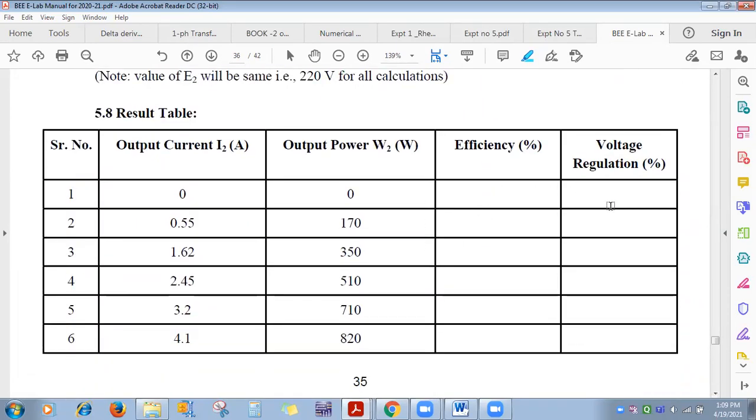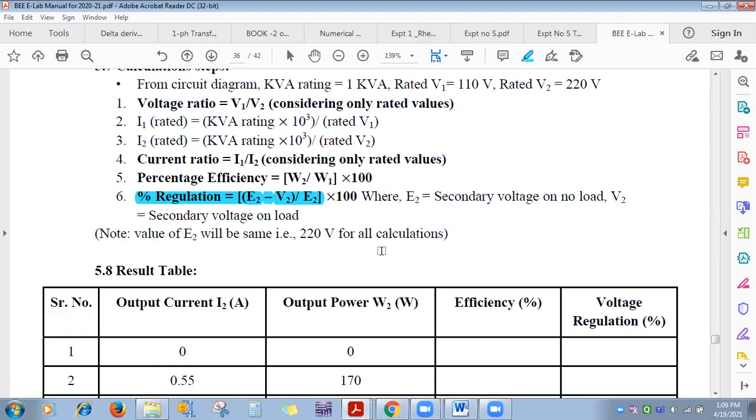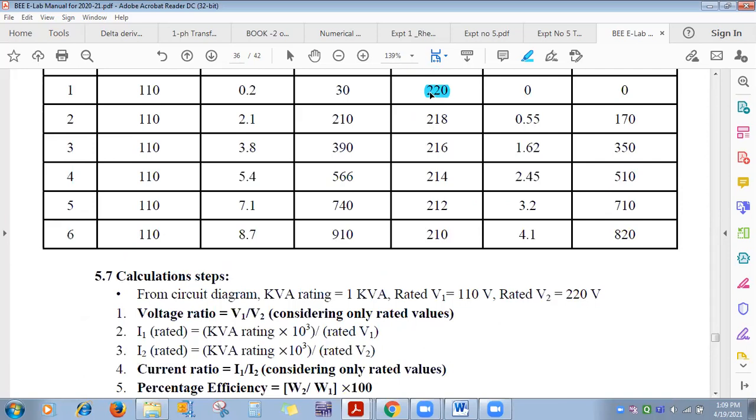Don't calculate voltage regulation and efficiency for the first reading, because the first reading is at no load. At no load, no one will ask you to calculate the efficiency and voltage regulation. From the second reading, calculate the voltage regulation: E2 minus V2 upon E2 into 100. Use E2 in every formula as 220 volt, and the rest V2 values are 218, 216, 214, 212, 210, up to 210.